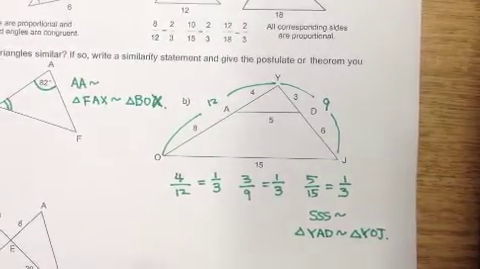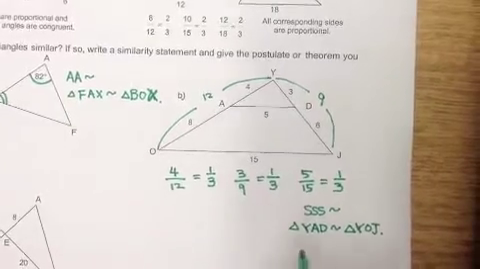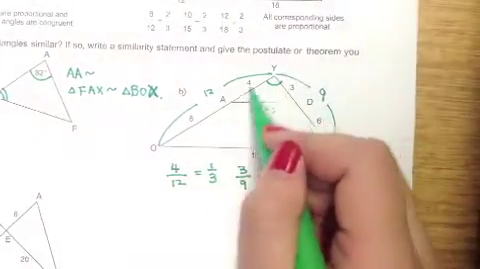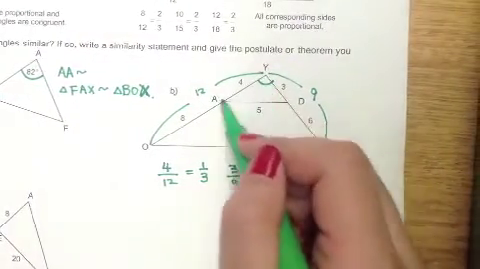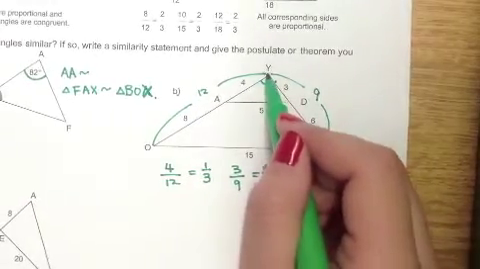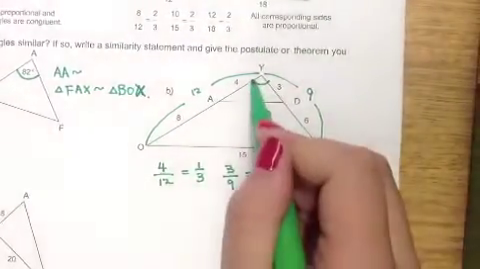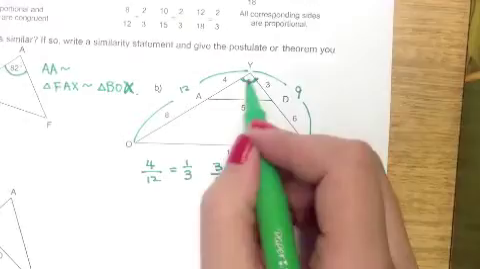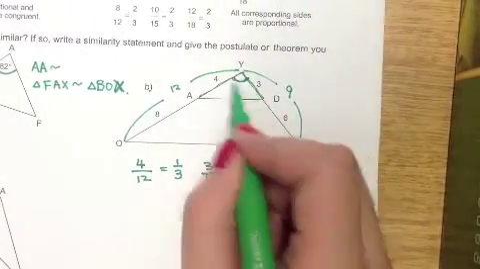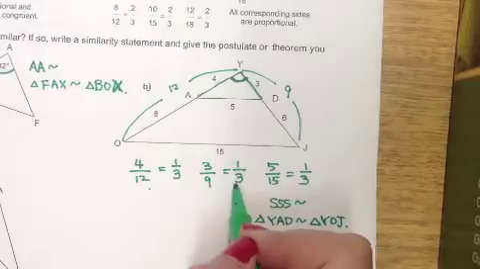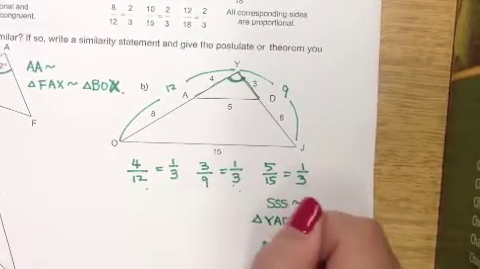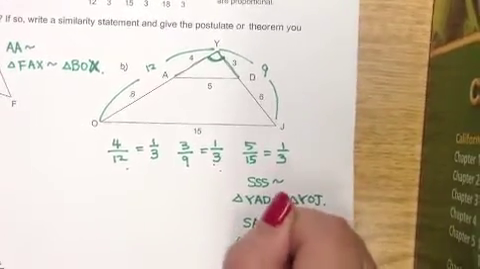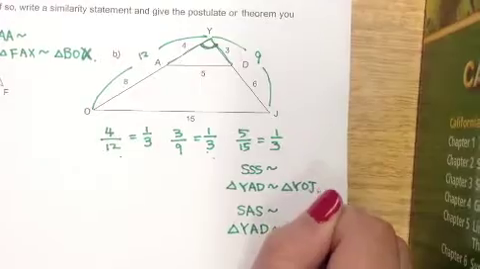So that's one answer. Some of you might have noticed that we actually have a shared angle right here, angle Y. So triangle YAD has this angle Y, and triangle YOJ also has this angle. We already showed that the two sides that make up this angle are proportional, so we can also use side-angle-side to say that the triangles are similar.